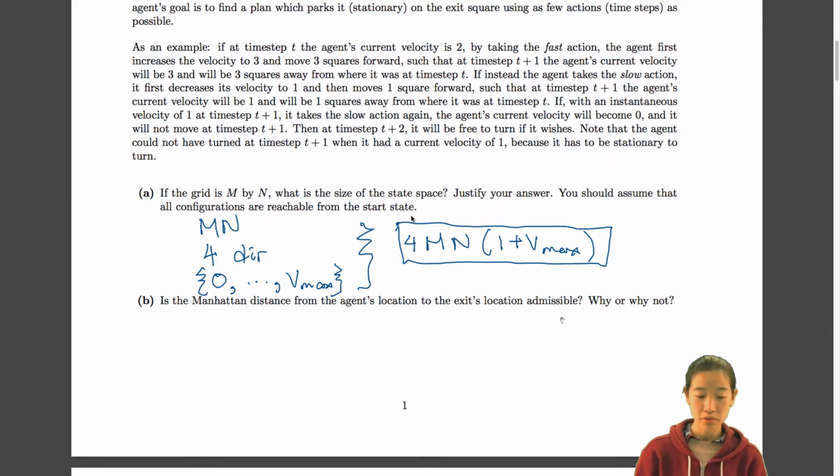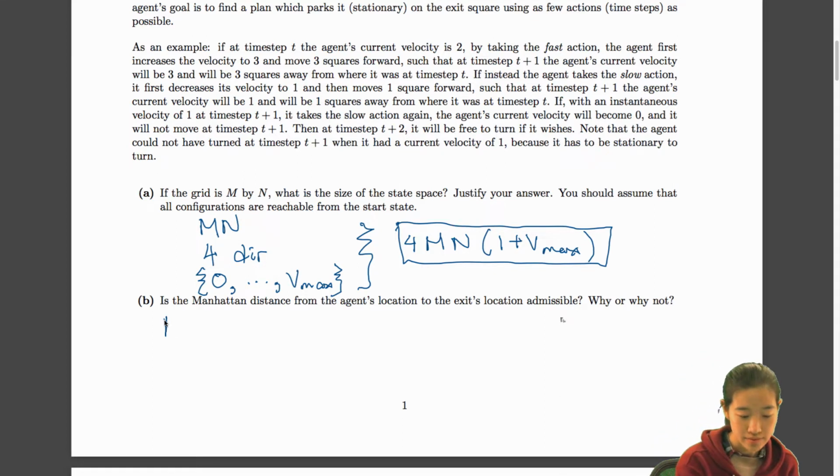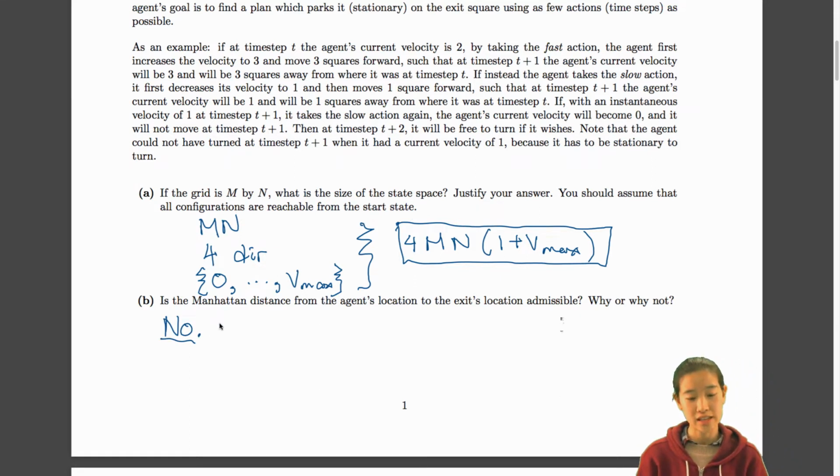Okay, moving on to part B. It's asking us to identify if a certain heuristic is admissible. So what they want us to identify is the Manhattan distance. Is the Manhattan distance admissible? In some of our problems we saw that it was, for example, Pacman search. But in this case it is actually not admissible, because of the situation where this agent, the car, can both accelerate and decelerate.